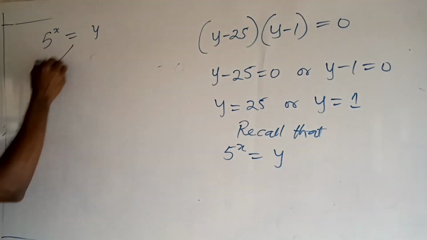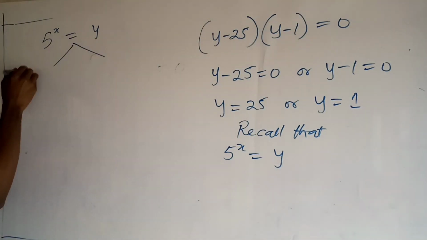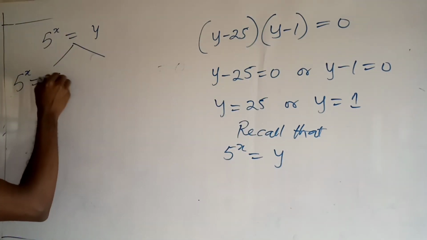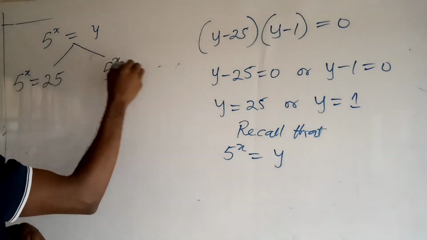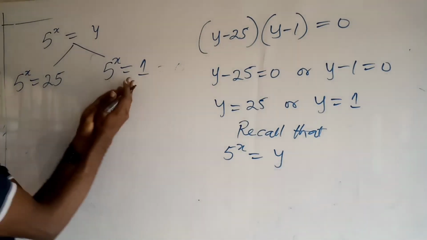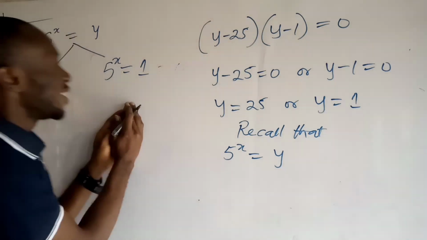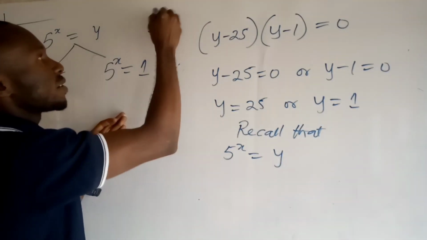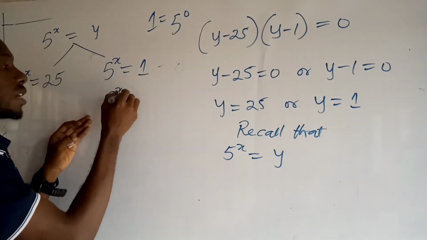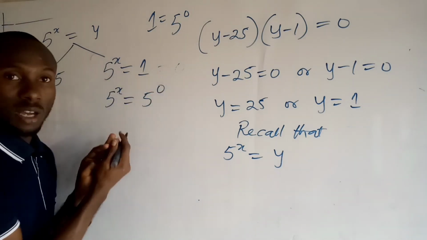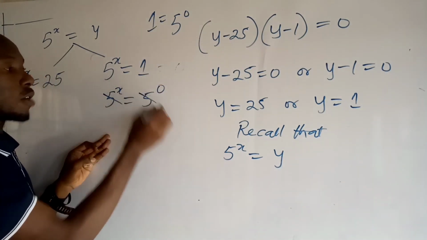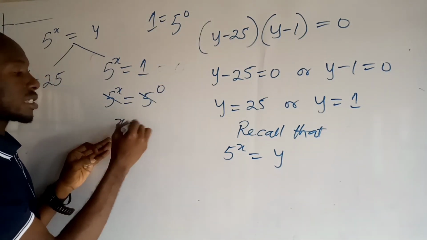So I'm going to split this up like this. So I have 5 to the power x is equal to the first value of y, which is 25 right here. And for this one, I have 5 to the power x is equal to the second value of y, which is just 1. Now, let me start from here. This one is a little bit easy. So you know that 1 can also be written as 5 to the power 0. So I will write this as 5 to the power x is equal to 5 to the power 0, because 5 to the power 0 is just 1. At this point, this base will cancel out, so we have x is equal to 0.